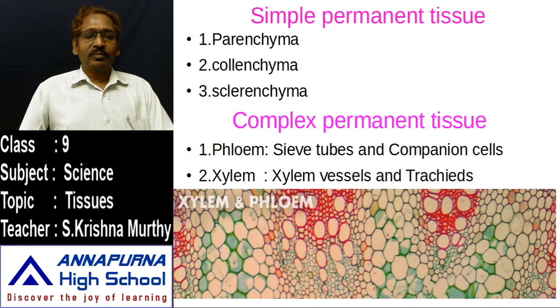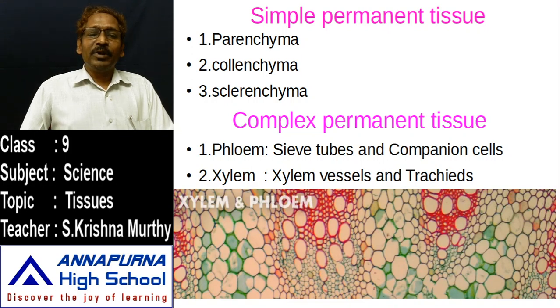Look at this. Mainly the permanent tissues are of two types. One is simple permanent tissue, another one is complex permanent tissue. Again, the simple permanent tissue shows different kinds of differentiation functionally and structurally. Here the simple permanent tissue may have different kinds of cells located in different areas to do different kinds of activities. These are divided into three groups.